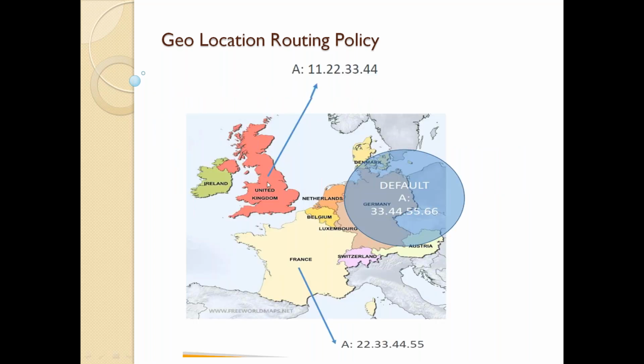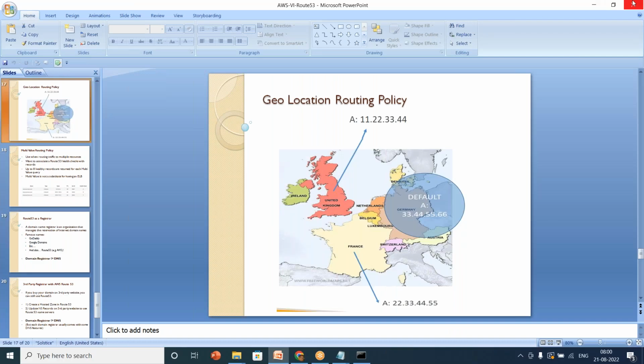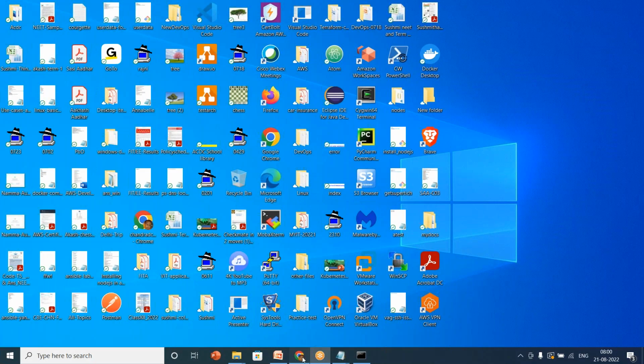So anybody from UK will go to this IP, and then from France they may go to this IP. Other than these two countries, whoever is coming in, this is for an example, but we will see how this will work, right? It will go to some default record. This is called geolocation routing policy. It uses our IP, it will go to the geo database and it will find out our country, and based on that it will do it. So let's go and see if we can create this geolocation routing policy.